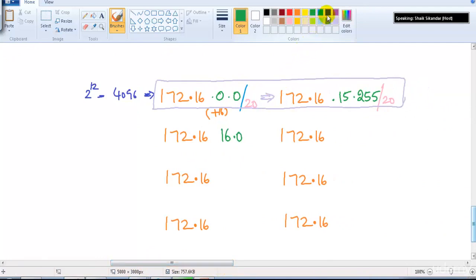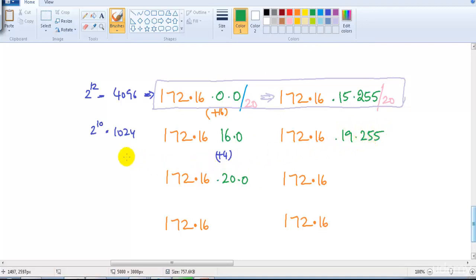So I am going to take 2 to the power of 10, that is the size of the network, 1024. I need 4 blocks of addresses. It's going to be plus 4. So the next network will start on 20.0 and my range ends on 19.255. I need 4 blocks of addresses: 16, 17, 18, 19. And the slash value will be slash 22, because here you can see the host bits are 10. From 32 if I subtract 10, it's going to be slash 22.